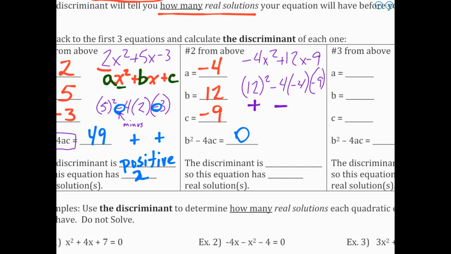So I actually get 0 because this is 144 minus 144 when I work it all out, which equals 0. So if the discriminant equals 0, how many solutions did we get on that graph? Nope, 1. We got 1 solution. That 1 solution happens to be the vertex. So if you figure out that your discriminant is 0, then that means your 1 solution has to be the vertex. That makes sense.